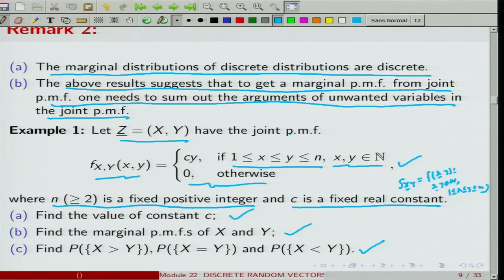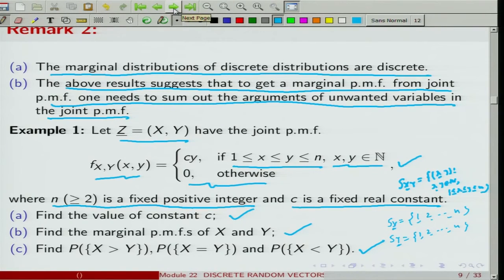Now, clearly, what would be the support of X? It is the collection of all those x such that (x, y) belongs to the support for some y. So, if I take y up to n, x can go from 1 to n. So, S_X would be 1 to n. What would be the support of Y? Again, if I take x equal to 1, the values of y could be 1 to n. So, the support of X is the same as the support of Y, which is 1 to n. So, let us try to see this example.